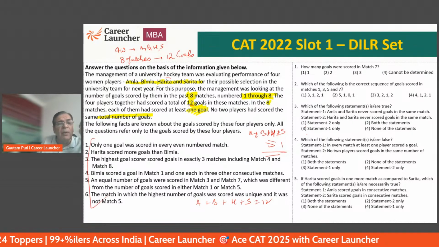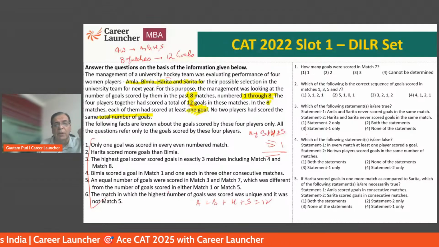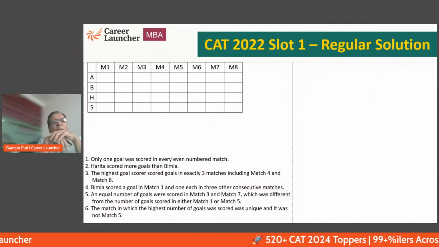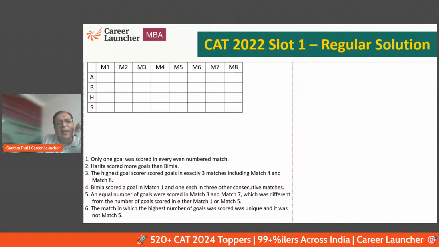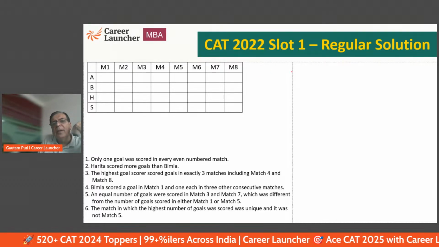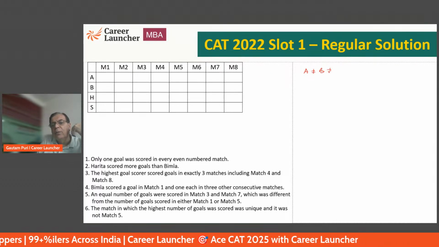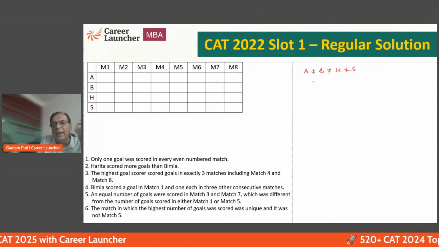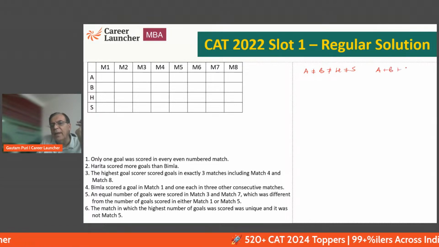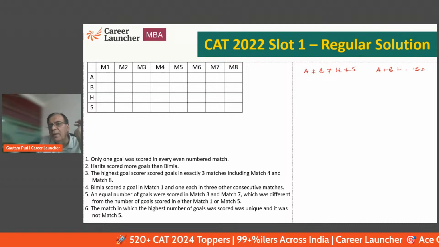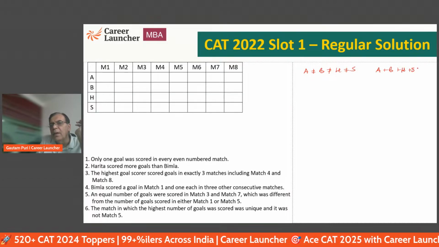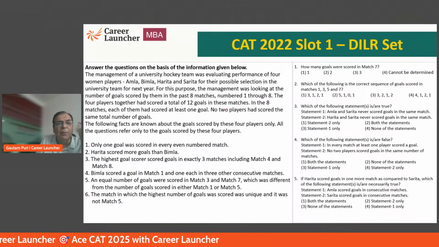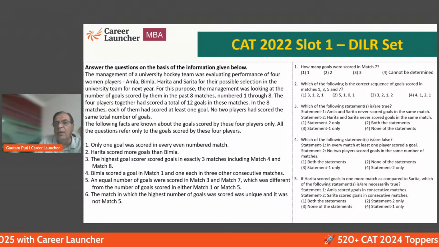Now you have some basic information available to us. Let me just do the set by the regular method. What would I do? I'll start from here. I know that there are 4 players A, B, H, S. A is not equal to B, not equal to H, and not equal to S. The number of goals scored by each of them is different. And we also know that A plus B plus H plus S is equal to 12. This is what is given out here. No 2 players scored the same number of goals. Each of them has scored at least 1 goal.